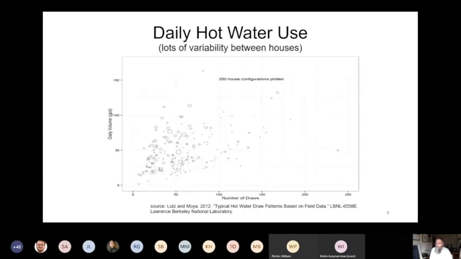If you look at the house configurations, which is individual houses, not individual days, you still see that pattern that some households are heavier hot water users than others. And again, there's outliers, but a general pattern. Next.